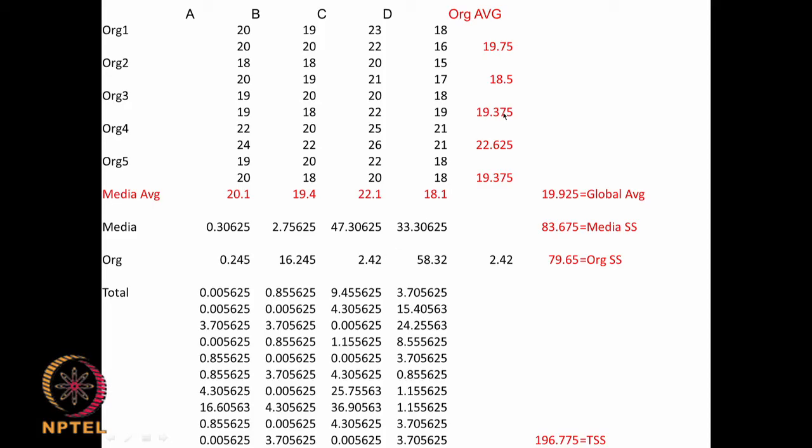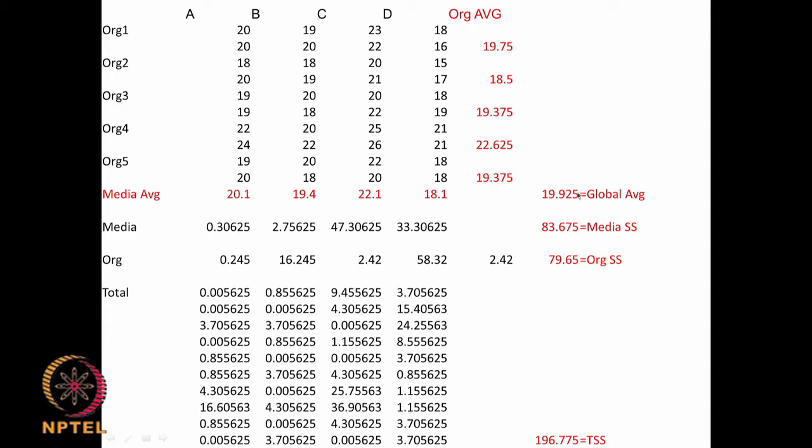10 into (19.375 minus 19.25) square, 10 into like that, 22.62 minus 19.9 square, 10 into (19.37 minus 19.9) square. So for organism you will get 5, you add up all of that, that will give you the organism sum of squares, okay. So we get media sum of squares, we get organism sum of squares.